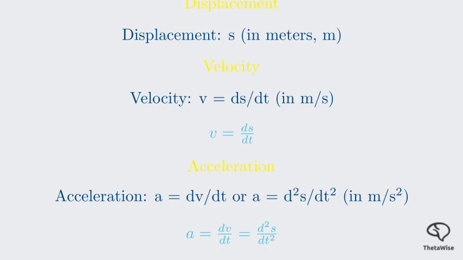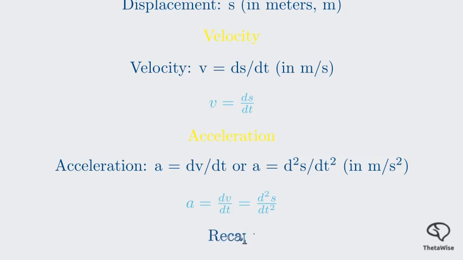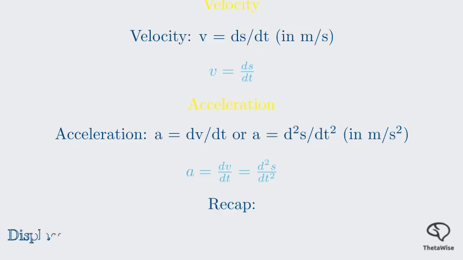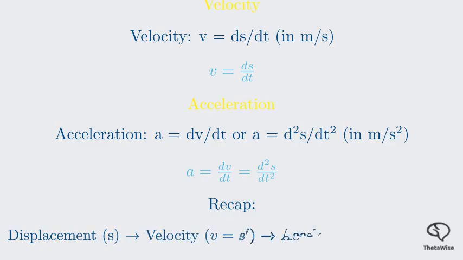Let's summarize. If you have a function for displacement s of t, you can find the velocity by differentiating it once. Differentiate again, and you have the acceleration. To recap, displacement is the change in position. Velocity is the rate of change of displacement. And acceleration is the rate of change of velocity. These are the fundamental building blocks of rectilinear kinematics.